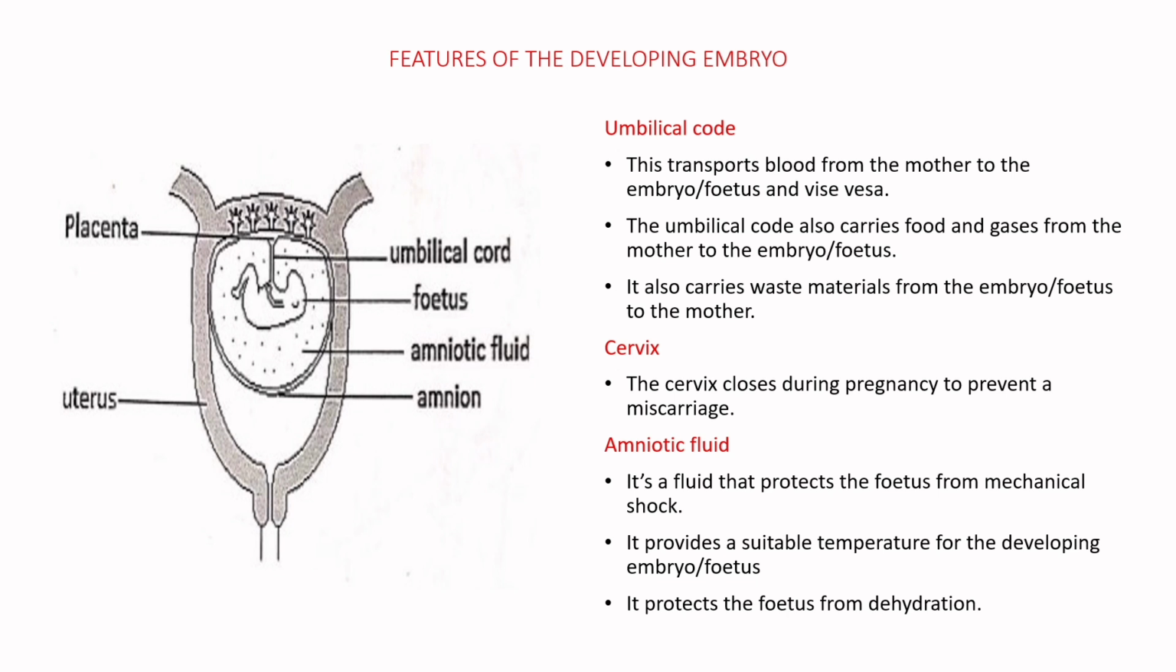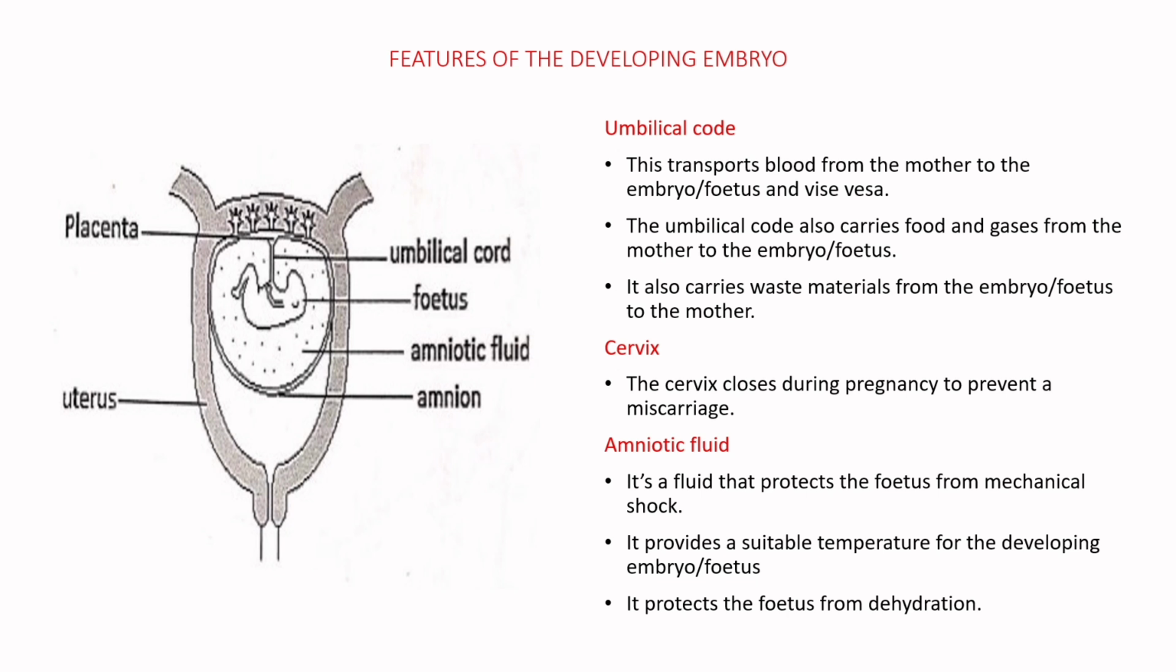We move to the cervix. The cervix closes during pregnancy to prevent a miscarriage. Okay, so a miscarriage is simply the loss of the fetus before it fully develops inside the uterus. Okay, so we'll talk about that.